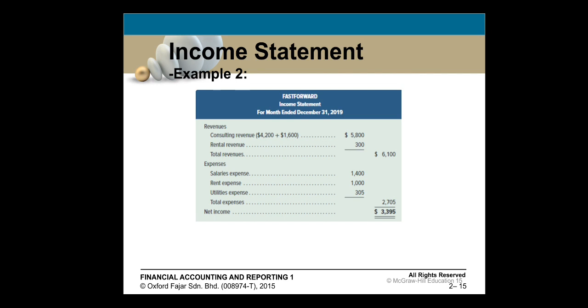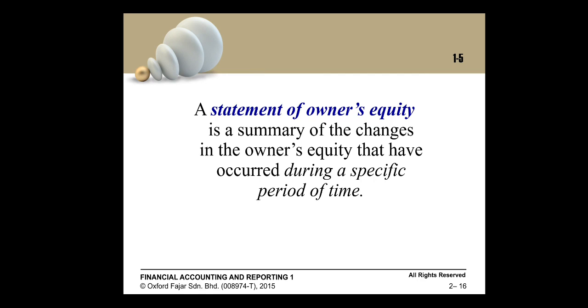This is another example of income statement. This is still income statement for a service business. See, there are revenues. In this example, there are two revenues: consulting revenue and rental revenue. So you can see the total revenue is 6,100 and minus expenses. Revenue minus expenses, you will get net income or net profit. That is the basic formula that we use in accounting. So see, income statement is not difficult, very simple. The format is very simple.